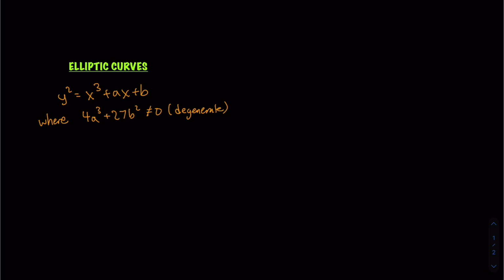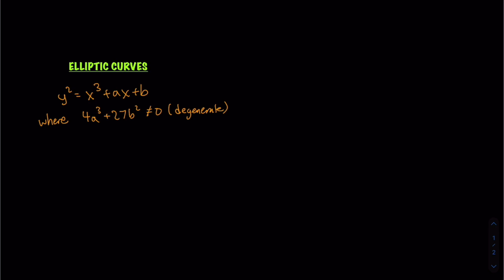Now, different values of a and b make different elliptic curves. So for example, if we choose a equals negative 3 and b equals 3, then we get the elliptic curve y squared equals x cubed minus 3x plus 3. This is one example of an elliptic curve. We could choose a different a and a different b value and get a different elliptic curve. And that's it. That's literally the definition of an elliptic curve. Don't make it harder than it is. The definition is really this simple.